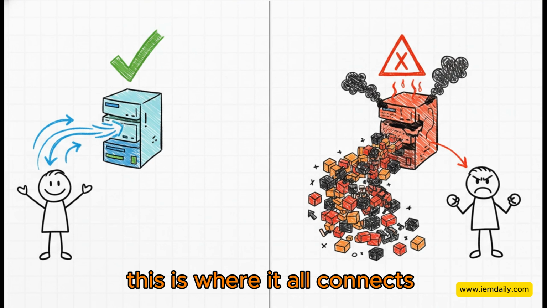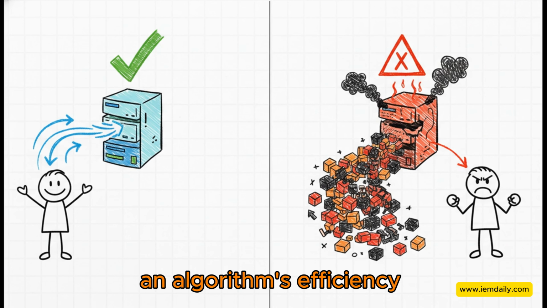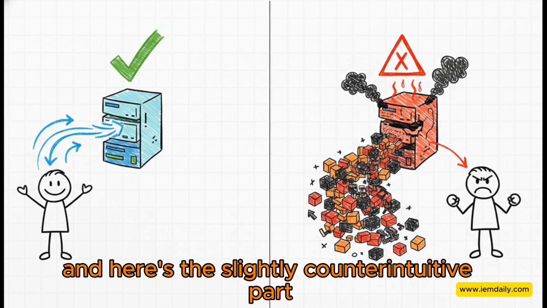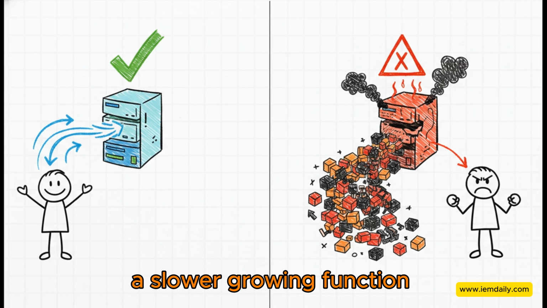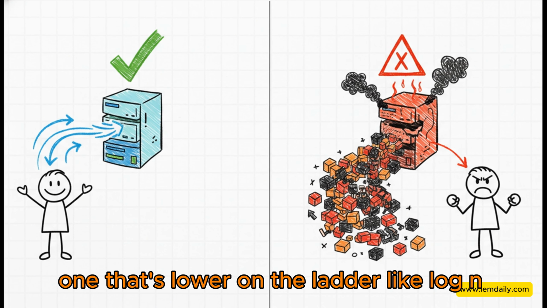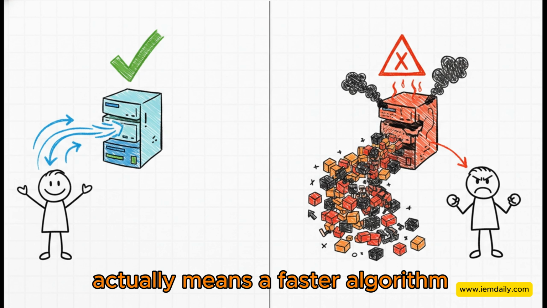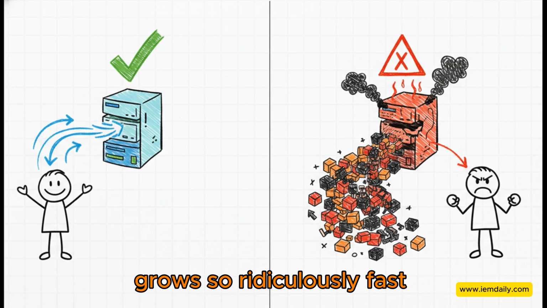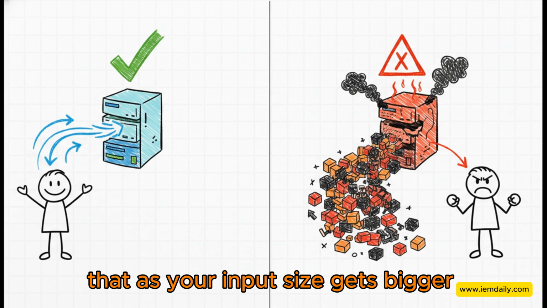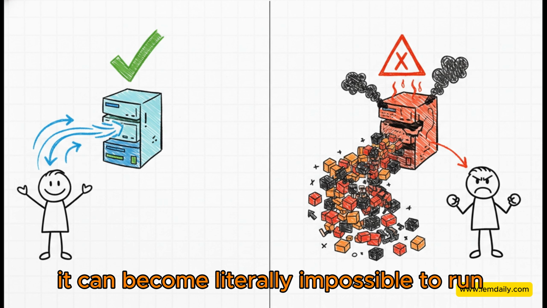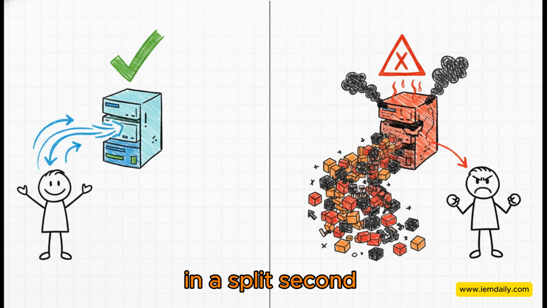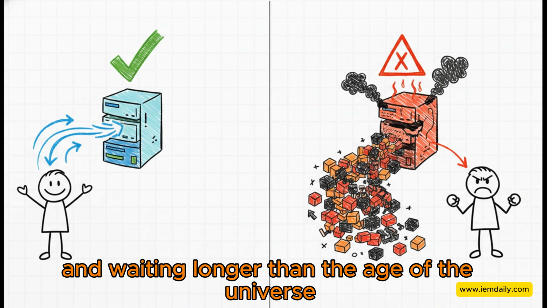This is where it all connects. An algorithm's efficiency is just its spot on that ladder. And here's the slightly counterintuitive part. A slower growing function, one that's lower on the ladder like log n, actually means a faster algorithm. An exponential algorithm, on the other hand, grows so ridiculously fast that as your input size gets bigger, it can become literally impossible to run. Picking the right algorithm can be the difference between getting an answer in a split second and waiting longer than the age of the universe.